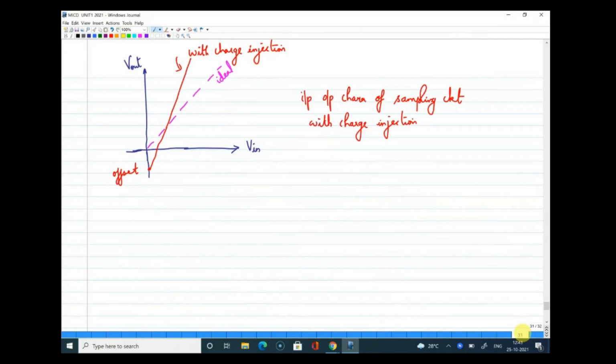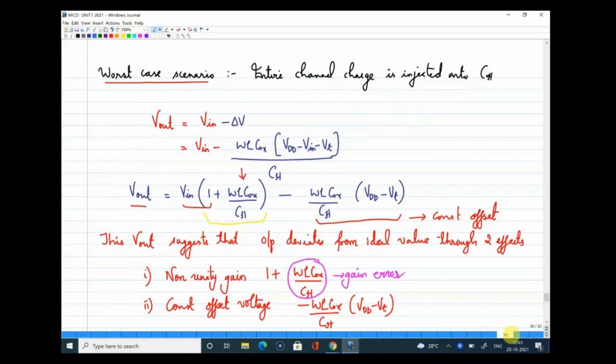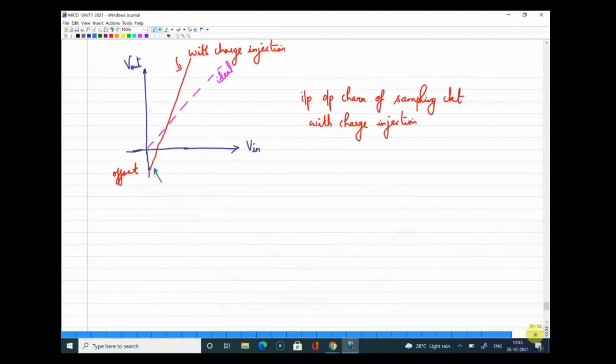In an ideal case, it should be linear, but because of the charge injection mechanism, and because of the DC offset here and the non-unity gain, the input-output response of a sampling circuit will be something like this. So here we have seen two problems: one is gain error, and another is the constant offset voltage. And we have neglected the threshold voltage related non-linearity.